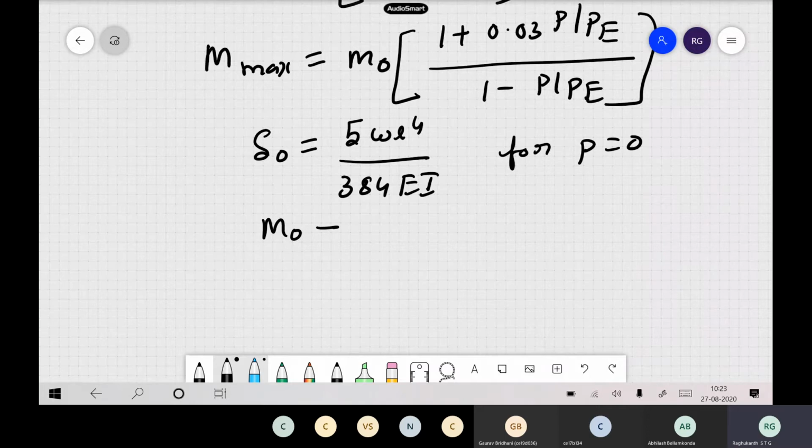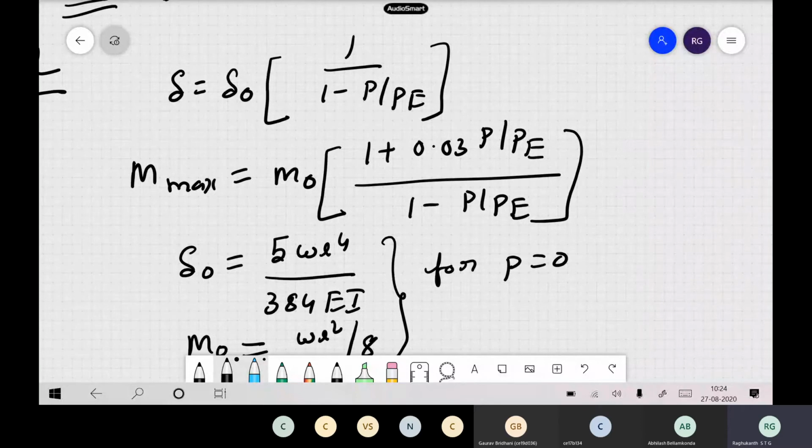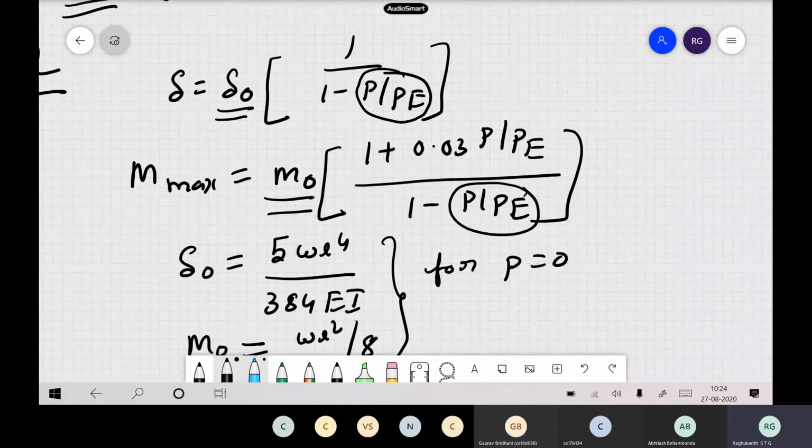And M naught: what is the maximum bending moment for a UDL on a simply supported beam? QL square by 8. Excellent. So WL square by 8. This is a famous result which everybody should know. Whatever the load is, whether UDL or concentrated load, what you have studied in your undergraduate is perfectly valid. The only thing is you will have amplification factors, and these will be functions of P by PE, where PE is your Euler load, pi square EI by L square.